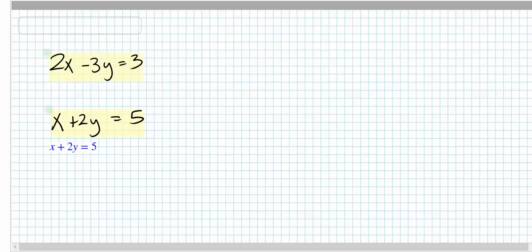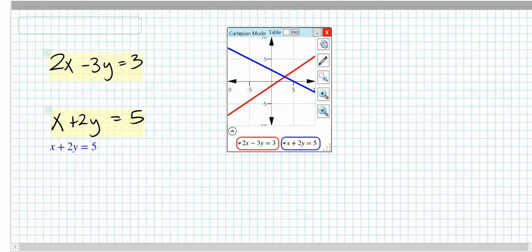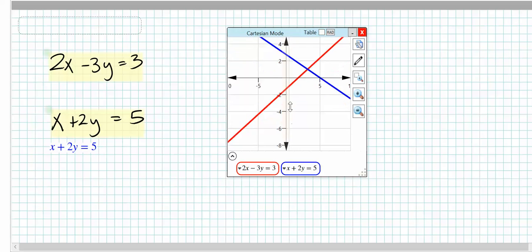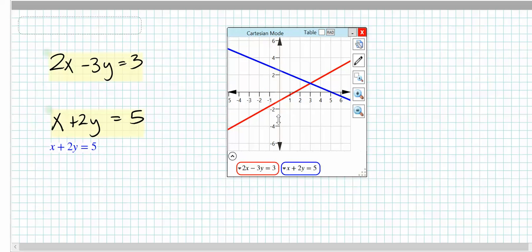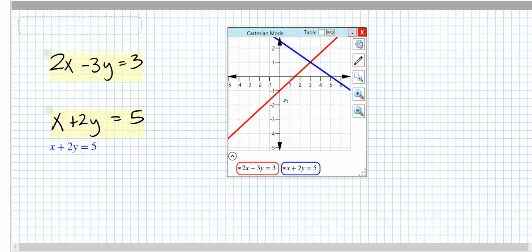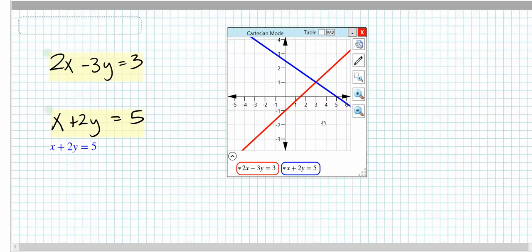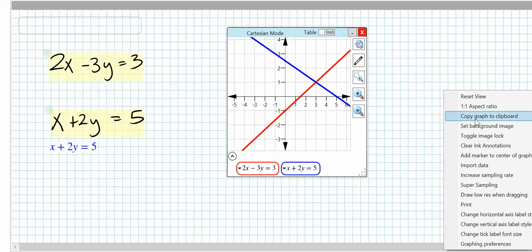Okay, in the back there, when you guys had 2x minus 3y equals 3, and then x plus 2y equals 5, what did you see when you graphed it? It intersects at 3, 1. So it intersects over here, some point 3, 1, right? If we zoom in, that looks like 3, 1. Yep, look, there it is right there. Okay, so talk about that one for me real quick.